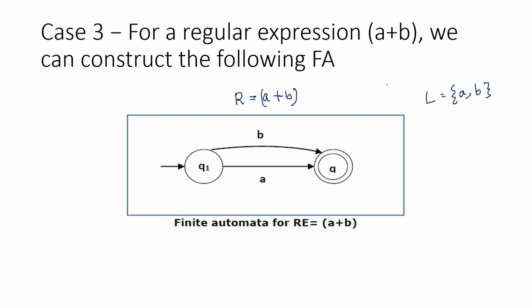So if the string is only A or only B, then the machine should accept the string. And that's why you see we have kept two paths from the initial state to the final state, individually for A and B. So if you have a plus option here, the basic diagram of the regular expression should be something like this.